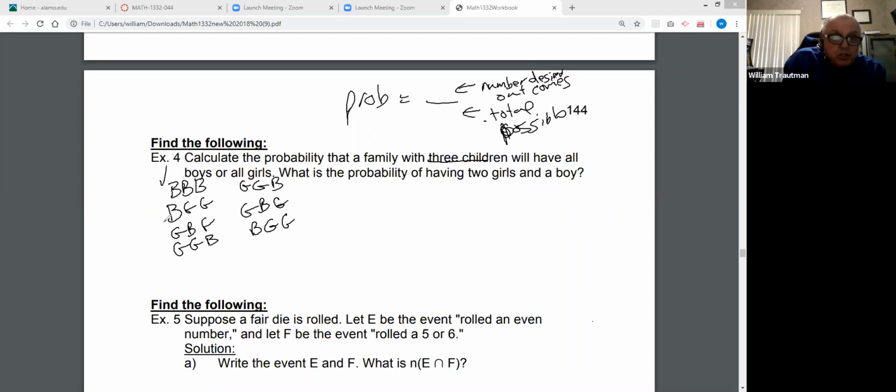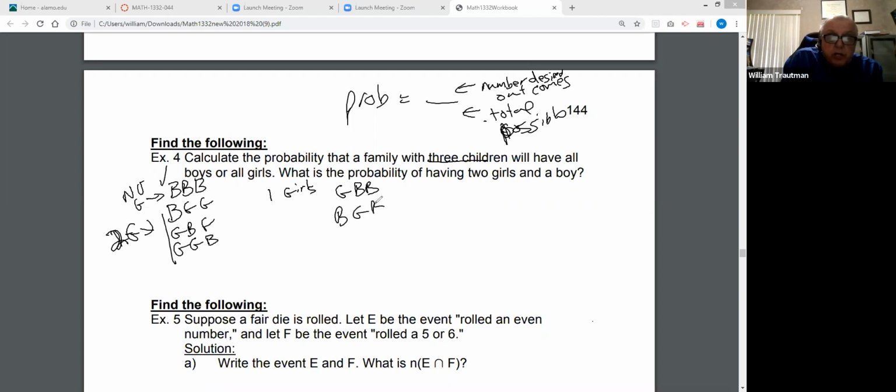So here's no girls. These 3 are 2 girls, sorry. I got to erase those others because these are the same thing. And now I got no girls, I got 2 girls, and I want to do 1 girl next. 1 girl: girl, boy, boy, boy, girl, boy, or boy, boy, girl. So if you count them, there are 1, 2, 3, 4, 5, 6, 7. I'm missing 1.